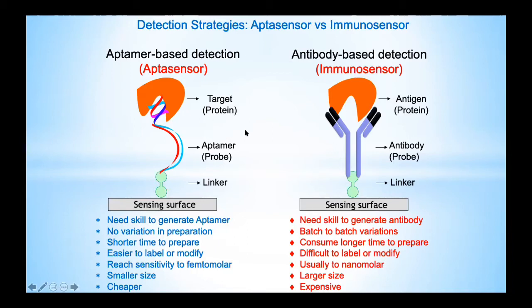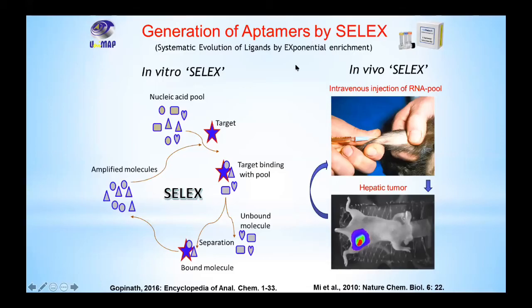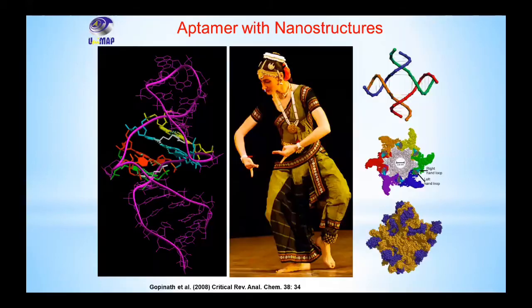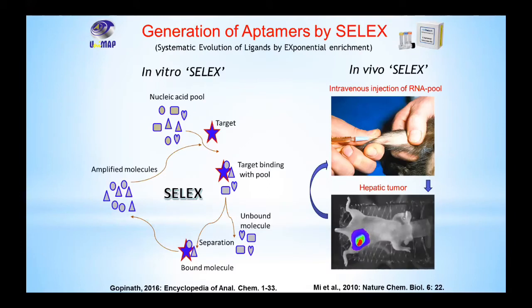Aptamer has to be designed properly in order to get a very selective binding affinity with the target molecule. Aptamer can be prepared in vitro as well as in vivo. Let's look at in vitro because this is the one that is much more practical and much cheaper.